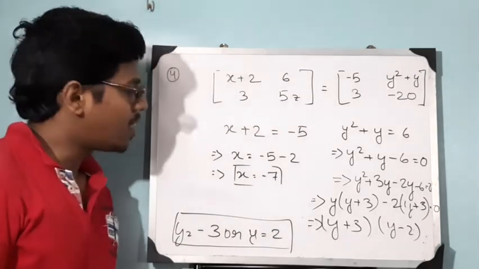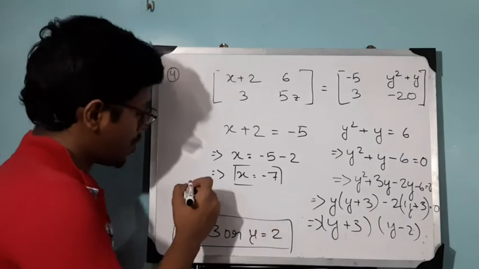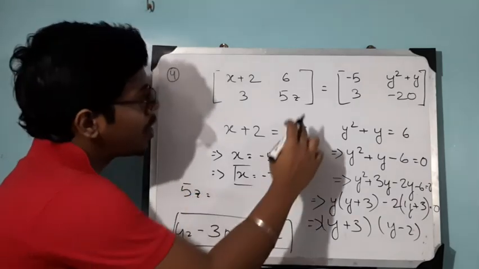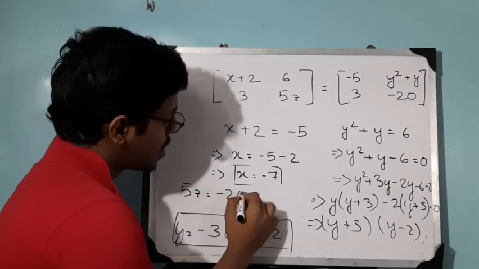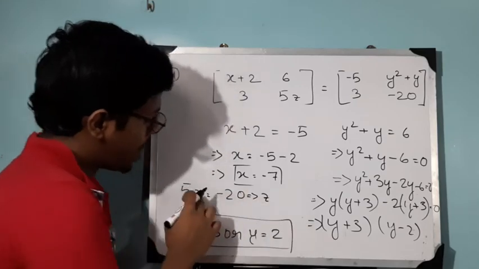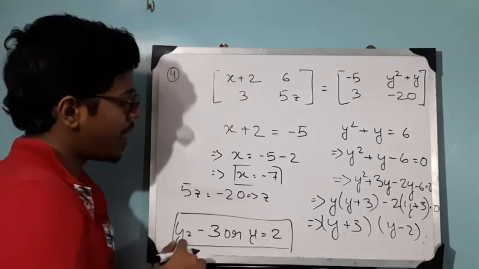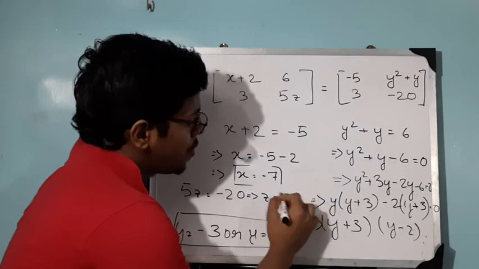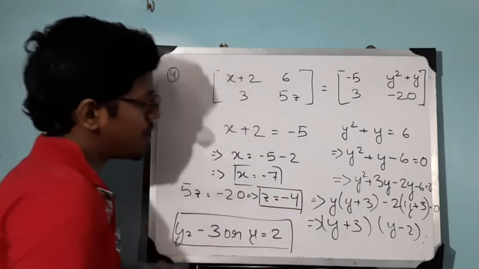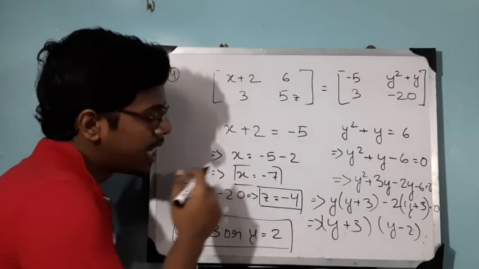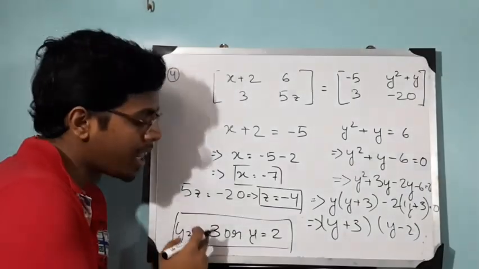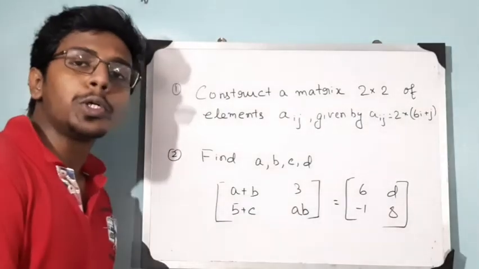Okay, now the value of z. So 5z equal to minus 20. So z equal to minus 20 by 5, so minus 4. This is the answer. So x equal to minus 7, z equal to minus 4 and y equal to minus 3 or 2. So today up to this much.